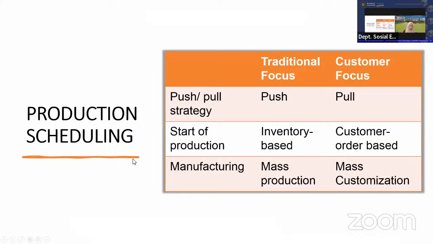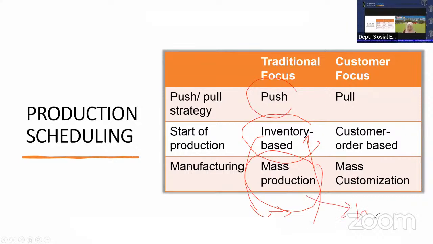Okay, so under production scheduling here, just to show you what production scheduling is, we have the traditional focus as well as the customer focus. For the traditional focus, we use the push strategy, and it is basically inventory based, but please do remember that if it is inventory based, we need to have a dedicated cost for the maintenance, for the storage, for the warehouse. And for the traditional focus, of course, we focus on mass production.